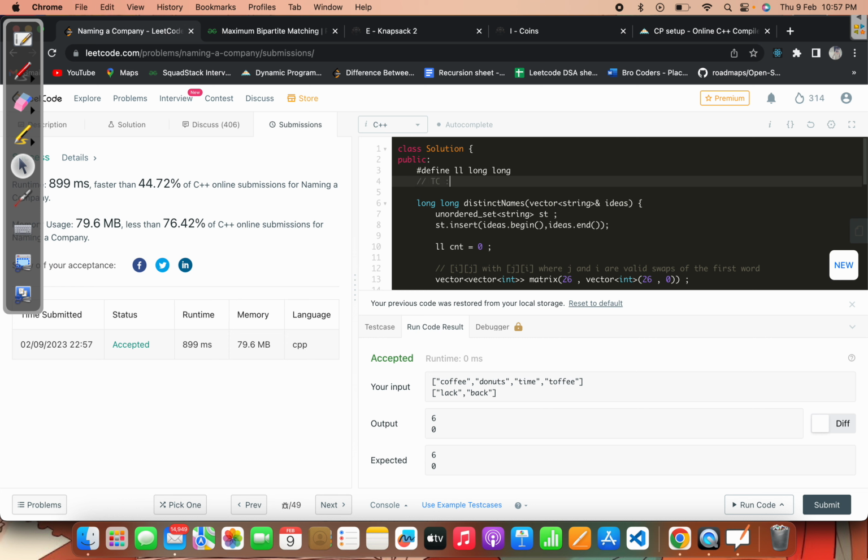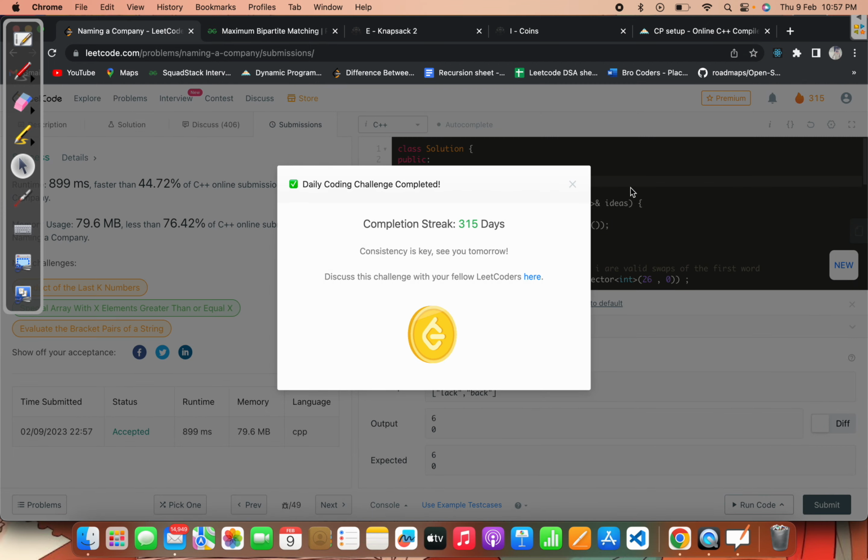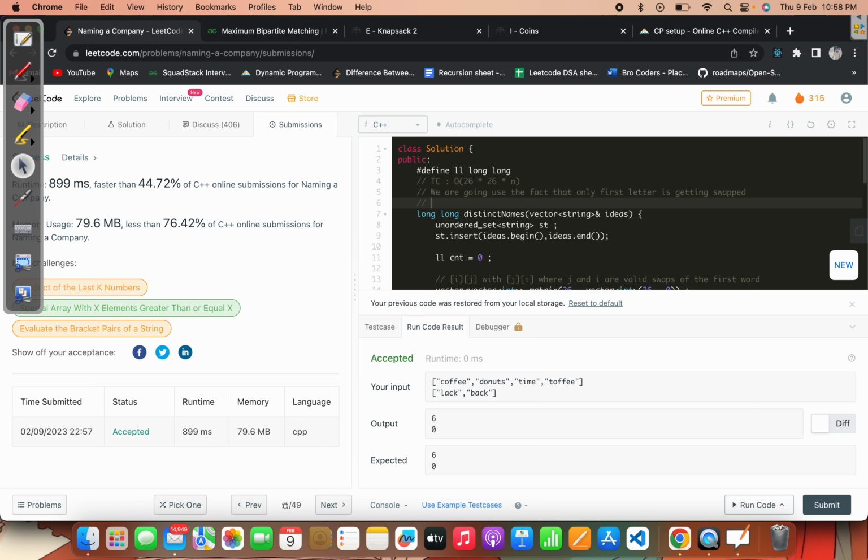So let's finally discuss the time complexity. The time complexity of this code will be big O of 26 into 26 into n. So the crux of the question is that we are going to choose the fact that only the first letter is getting swapped. Only the first letter is getting swapped. And at max, how many swaps are possible for the first letter? 26 swaps. So we'll generate all 26 swaps and mark for each one of them.